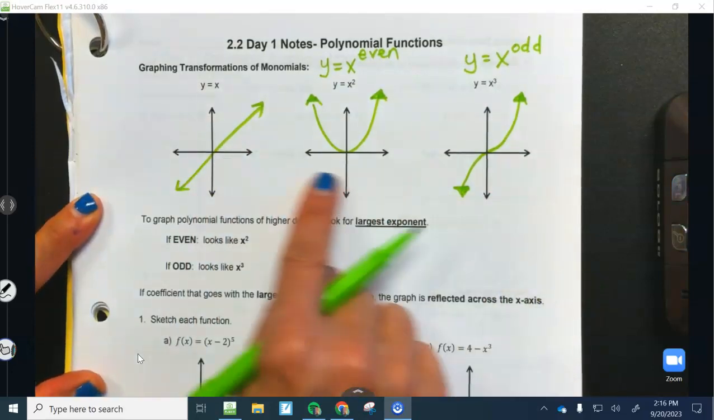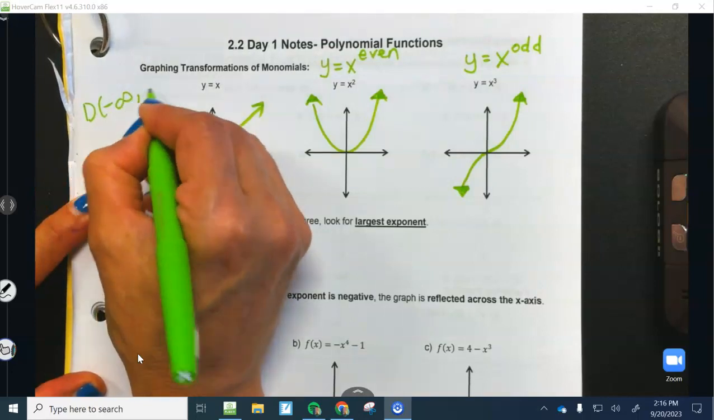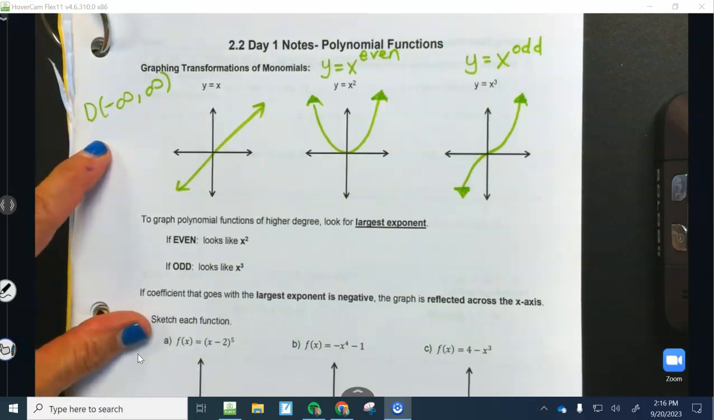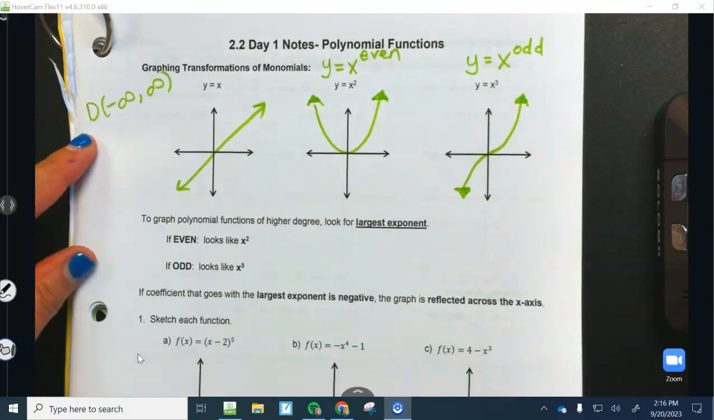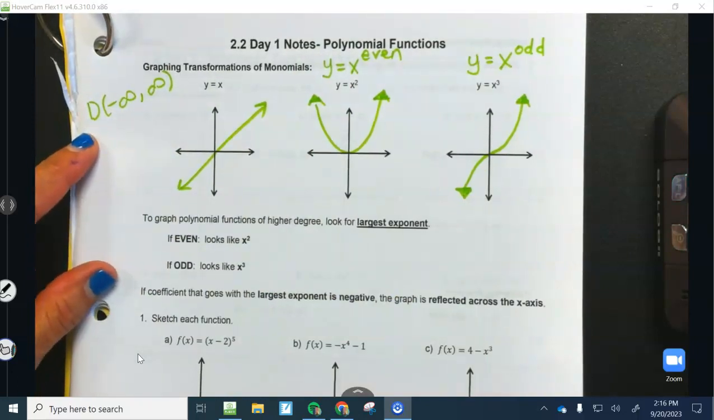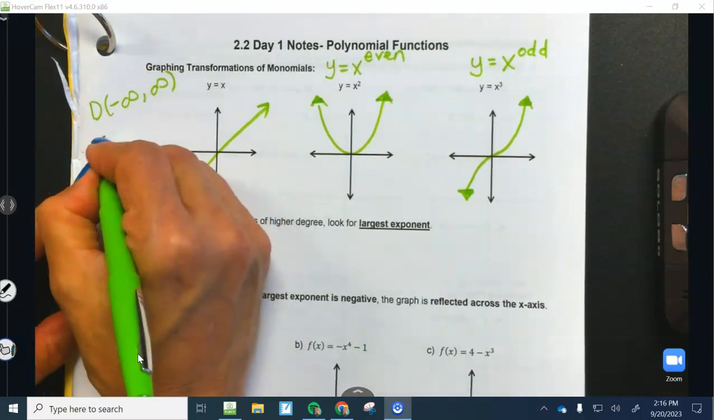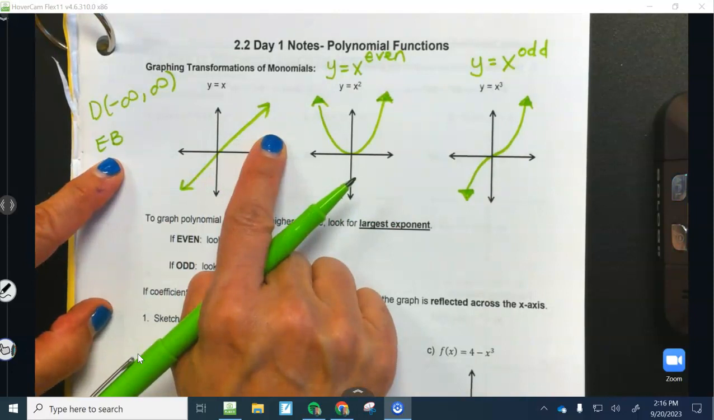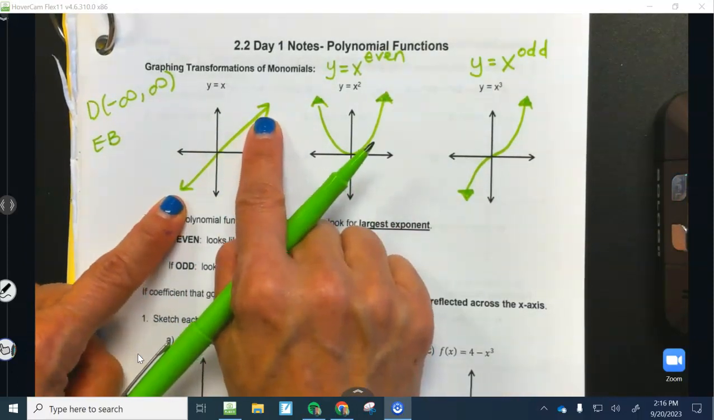What's the domain for all of these guys? What is that? All reals. Good. So listen. Since it is all real numbers for domain, it's always going to be all real numbers for all polynomials. I am not focused on the domain because it is what it is. I know it's that. What I'm going to be focused on is the end behavior of the graphs. Look at the end behavior here. Just the arrows. Let's just look at the arrows.